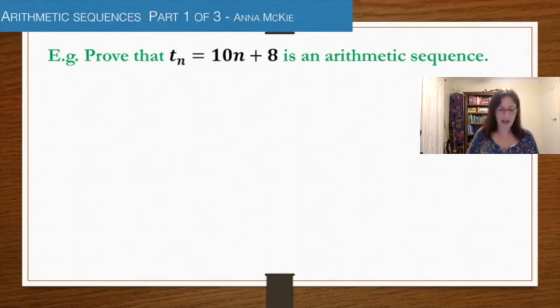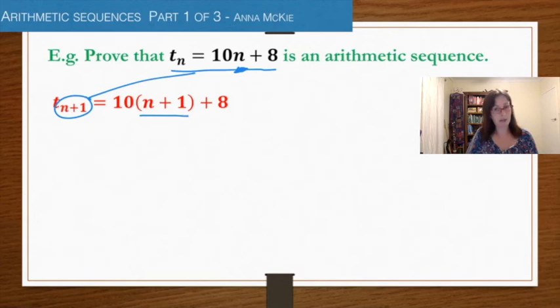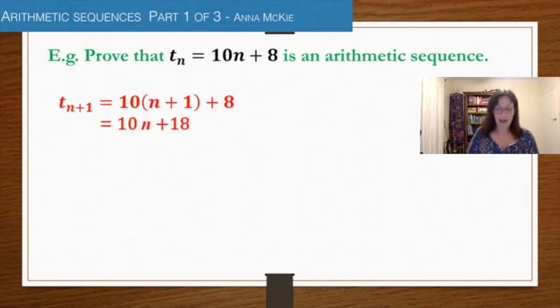All right, so how to prove that this is an arithmetic sequence? We have to look at one term and the term after it, so the nth plus 1 term. So having a think what that would be. Well, if this was the general form, where we saw an n, we're going to substitute in an n plus 1. So here, where we have an n, we put in n plus 1. You can expand the brackets just like normal algebra there. 10 times n plus 10. So we've got 10 plus 8, hence how we get to the positive 18.